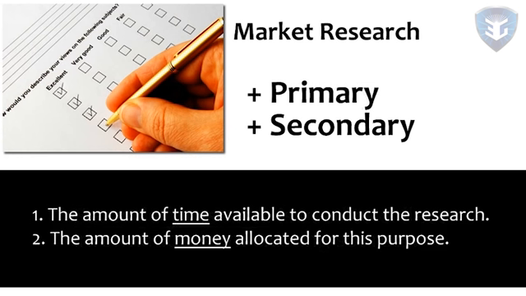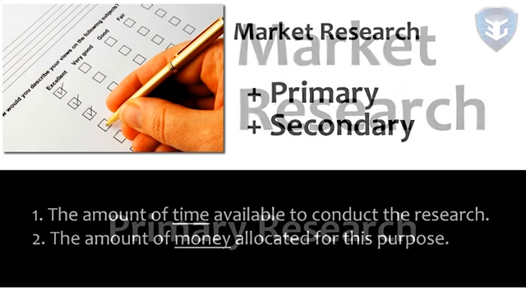Selecting which technique or techniques to use depends on two factors. Number one, the amount of time available to conduct the research, and number two, the amount of money allocated for this purpose. Optimal results are obtained with a combination of primary and secondary data gathering, but market researchers often just don't have the time or budget to do both.